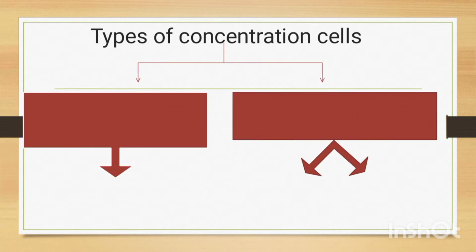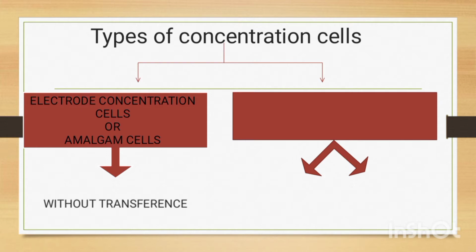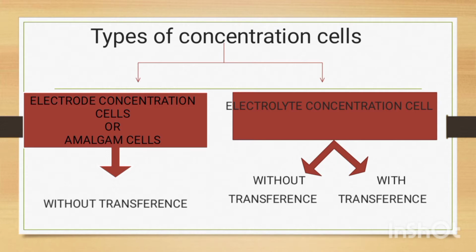So, types of concentration cells. They are of two types. First, electrode concentration cells, or you can call them amalgam cells. Under this, we have without transference. And the second one is the electrolyte concentration cell. This is further divided into two: without and with transference.